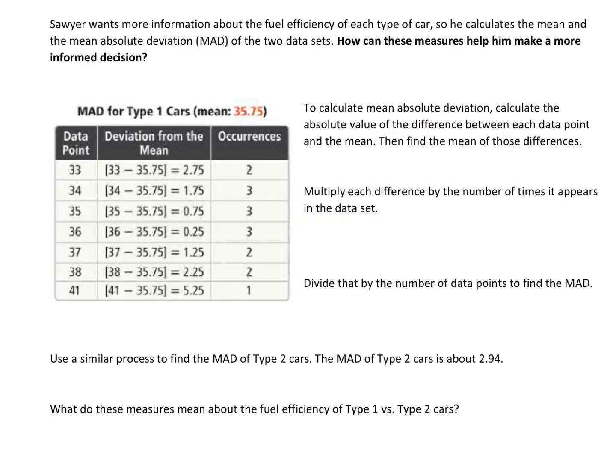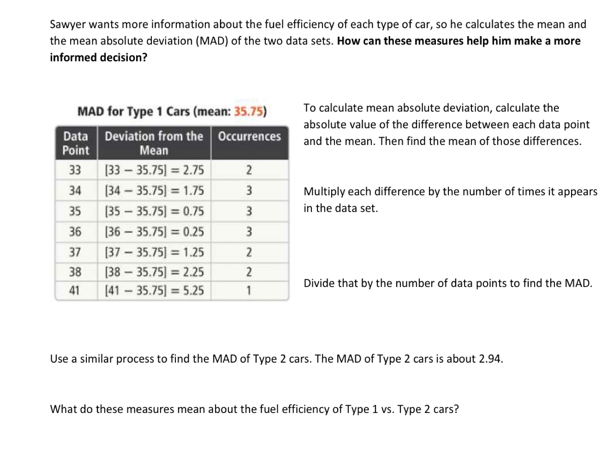All right, so we just concluded that based on the dot plots, Sawyer should buy a type 2 car. But Sawyer wants more information about the fuel efficiency of each type of car, so he calculates the mean and the mean absolute deviation, that MAD, that we had in our vocab, of the two data sets. How can these measures help him make a more informed decision?